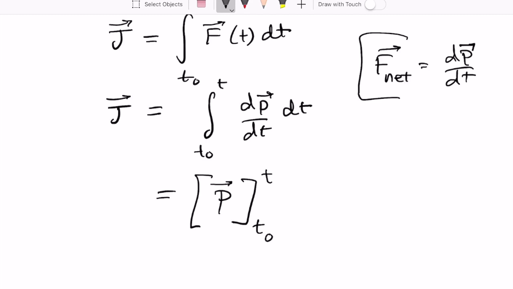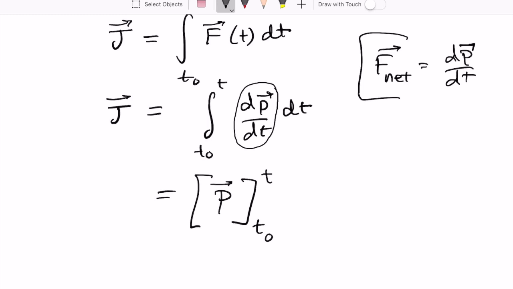I hope it's clear what we just did. dp/dt is the derivative, and when you integrate a derivative, you just get back the original function, right? So if you have a function y of x, if you differentiate that, that's dy/dx or y prime of x, and then if you integrate y prime of x, you just get back y, right? So that's exactly what we did.